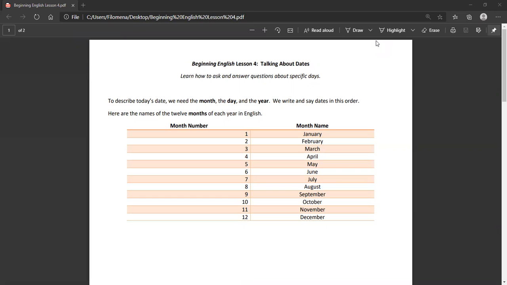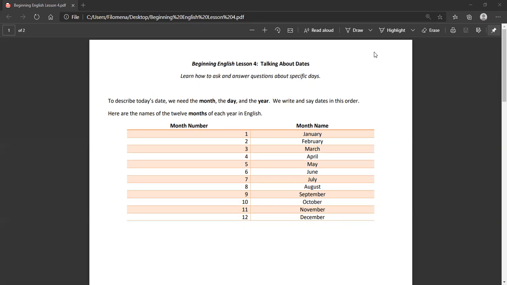First, let's look at the months of the year. Pronounce them with me. January, February, March, April, May, June, July, August, September, October, November, December.